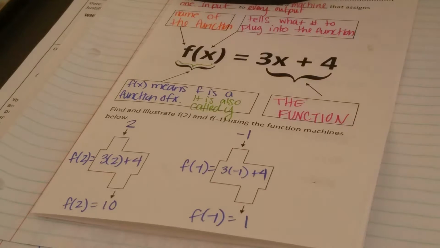Your function can get more complicated, like we could put an x squared or something like that in there. But you just do the same thing every single time. That's it. That's all we do. It's so easy. Lemon squeezy.